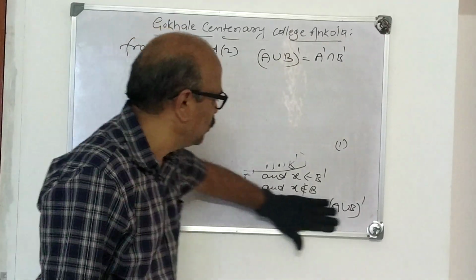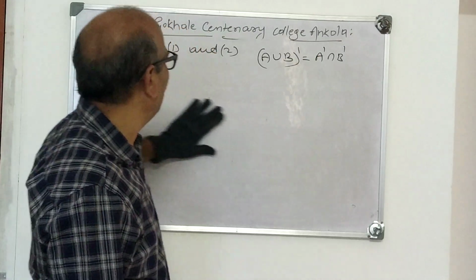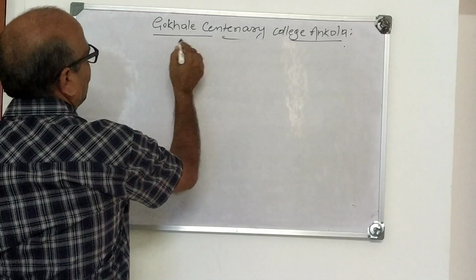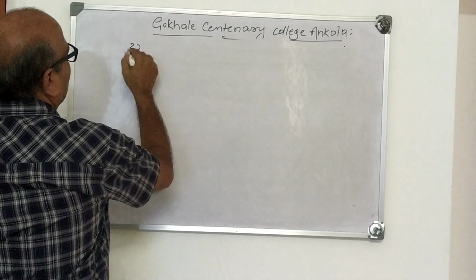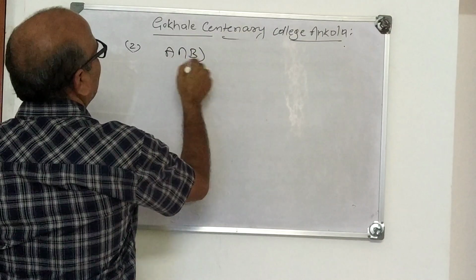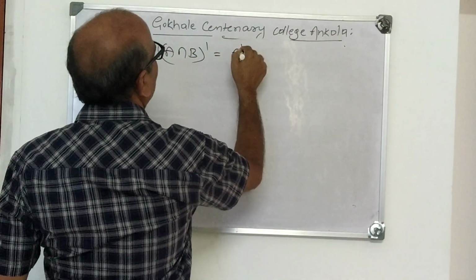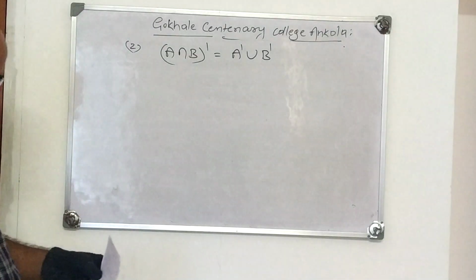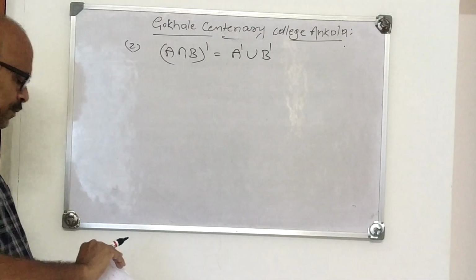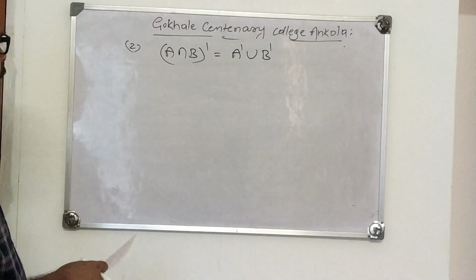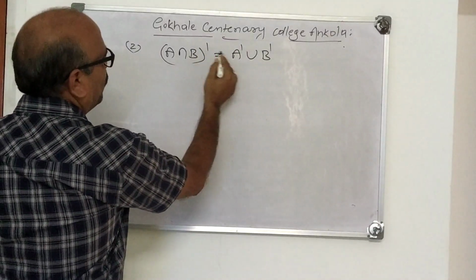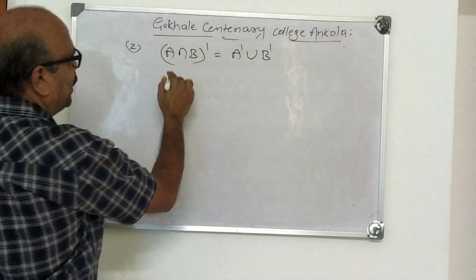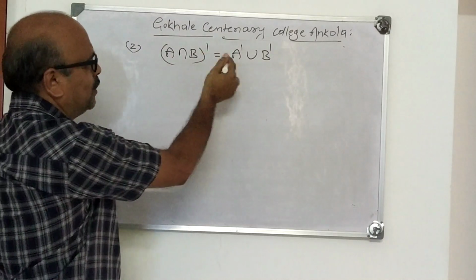Similarly, we can prove the second one. What is the second one? It is about intersection. A intersection B complement is equal to A complement union B complement. How to prove this one? Again, we have to prove that A intersection B complement is contained in A complement union B complement, and A complement union B complement is contained in A intersection B complement.